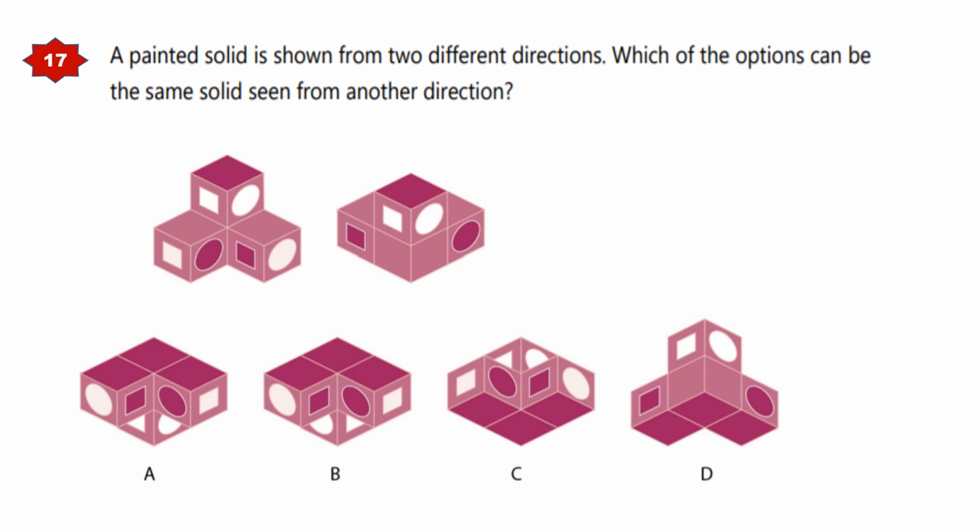A painted solid is shown from the two different directions. Which of the options can be the same solid seen from another direction?